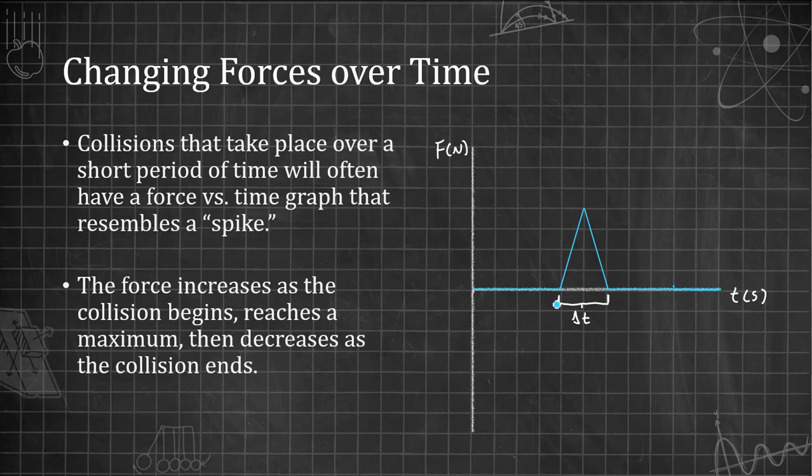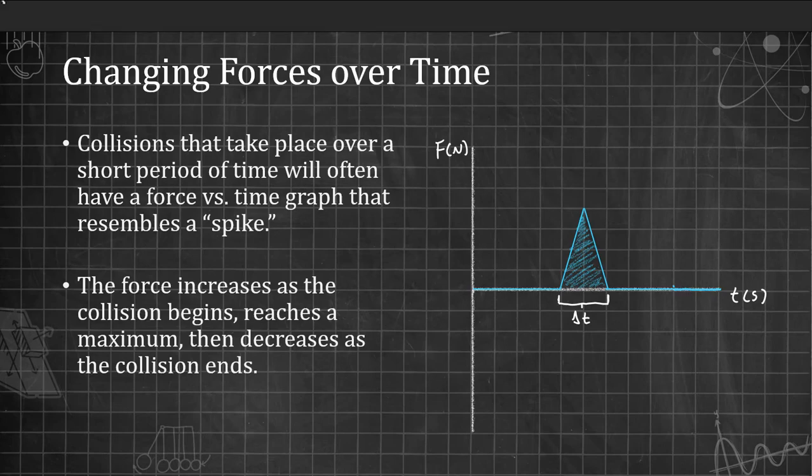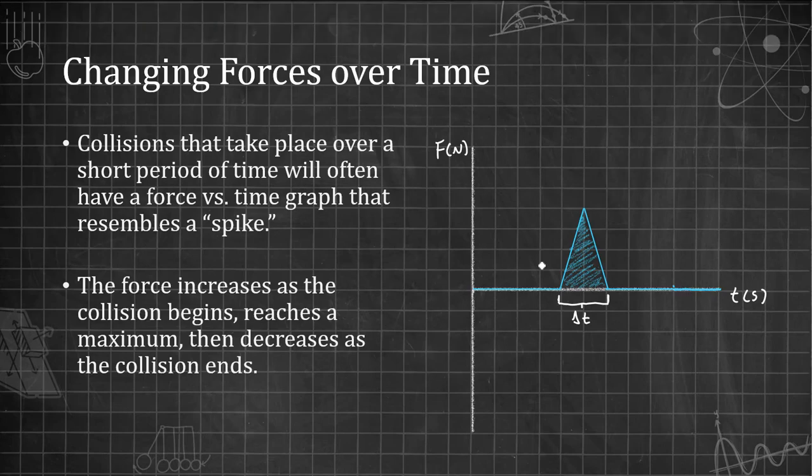So most graphs for force versus time and collisions won't be a flat line. Instead, they're going to resemble some kind of a force spike, meaning that the force increases as the collision starts, and it decreases back to zero as the collision ends, as the two objects separate.